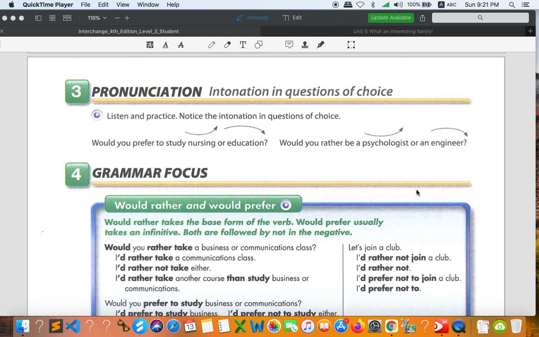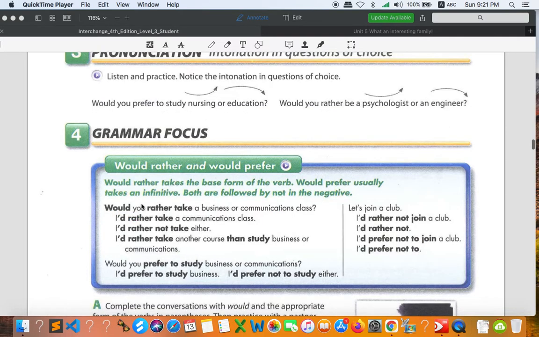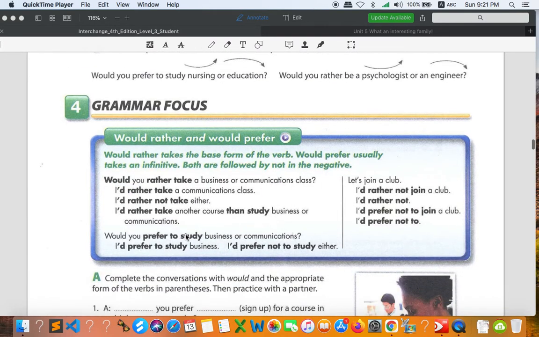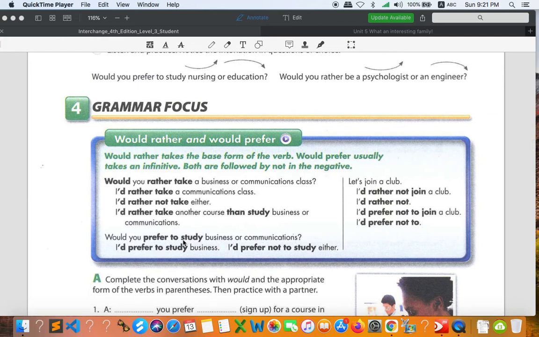But before I talk about the next activity, I'd like to talk a little bit about the grammar point that we learned last session, which is about would rather and would prefer, which is about preferences, okay? Would rather takes the base form, and would prefer takes the infinitive, just like this example, would rather take and then would prefer to. This is the difference, but the meaning is the same, and the only difference is the forms. So you can say would rather with the base and would prefer with to infinitive.